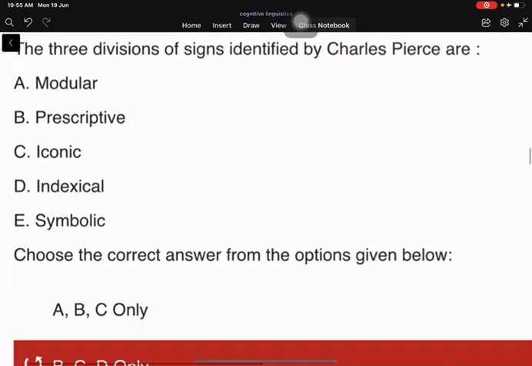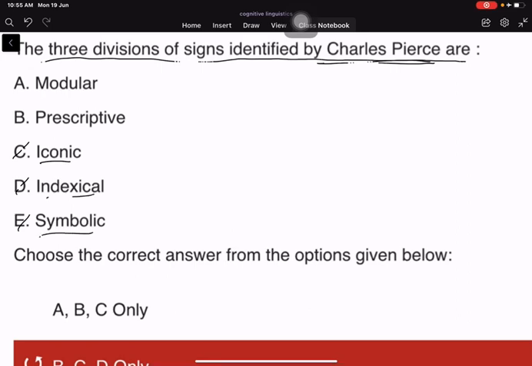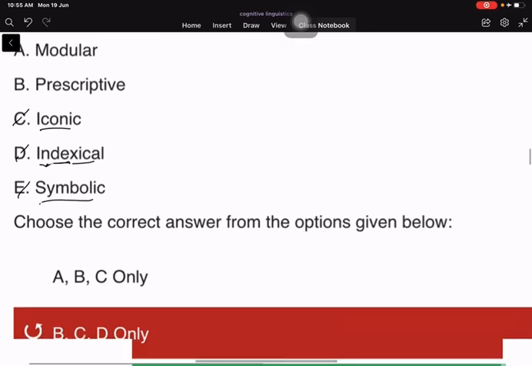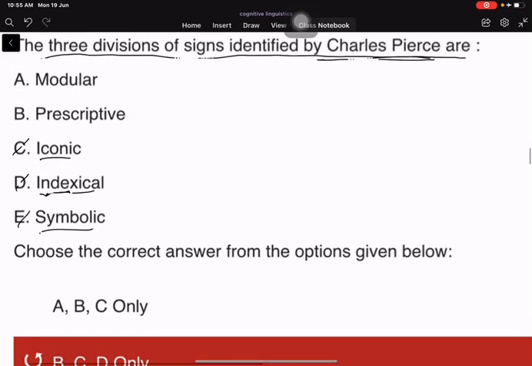Now, the three divisions of signs identified by Charles Sanders Peirce are iconic, indexical, and symbolic. Icon, index, and symbol, right? C, D, and E.